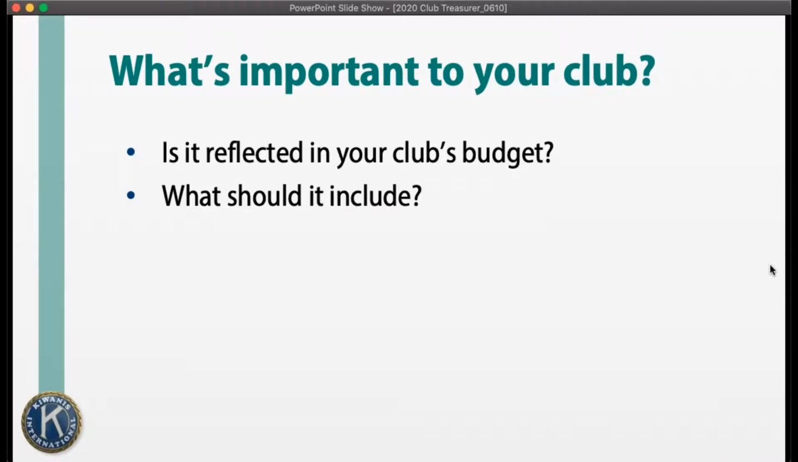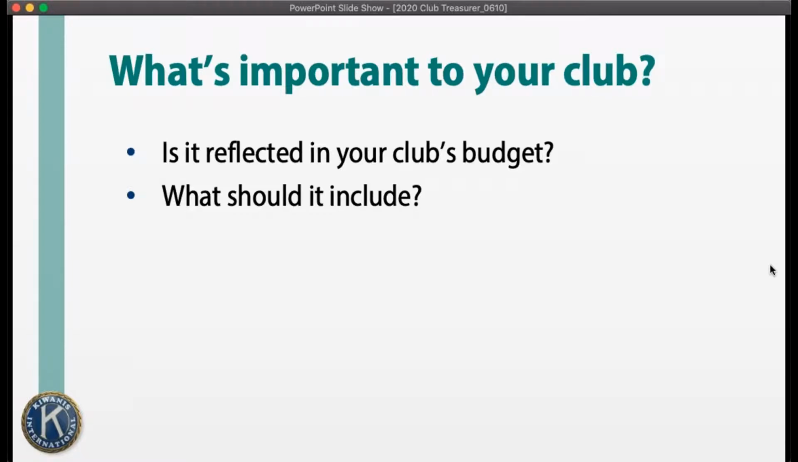Take a moment and think about what is important to your club. When you think about what's important to your club, is that reflected in your budget? If you don't think it's reflected in your budget, what should it include? What should you make sure that you are budgeting money to spend as a club that supports the goals and priorities of your club?